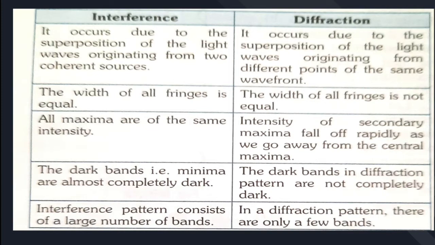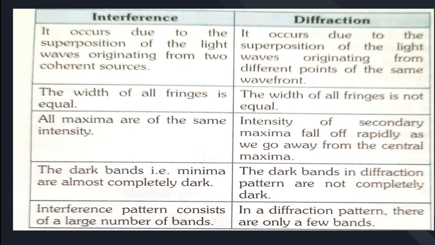In interference pattern the widths of all fringes are equal, and in diffraction pattern all fringes are not equally wide. That means you have a central maximum which is very wide, and other maxima and minima are of decreasing width. Then next, all maxima are of the same intensity in the case of interference pattern, but in diffraction pattern the central maximum is very bright and the secondary maxima are of falling intensity. That means the first secondary maximum has intensity 1/3 of the central one, the second has 1/5, and the third secondary maximum has 1/7. Like that it goes. That means the secondary maxima are of decreasing intensity.